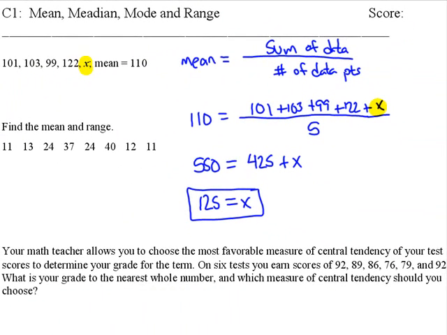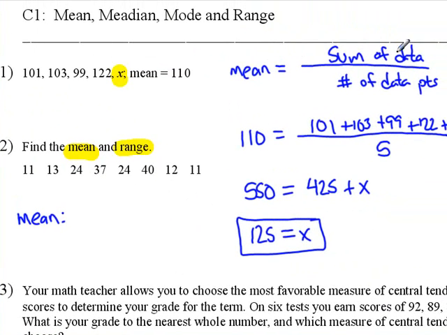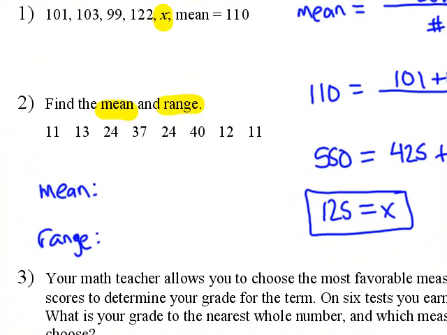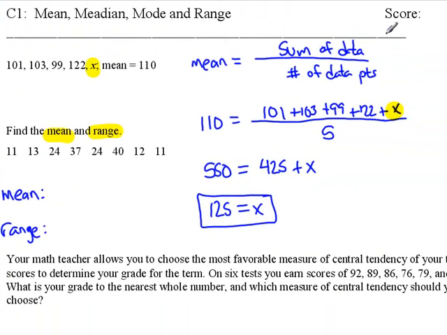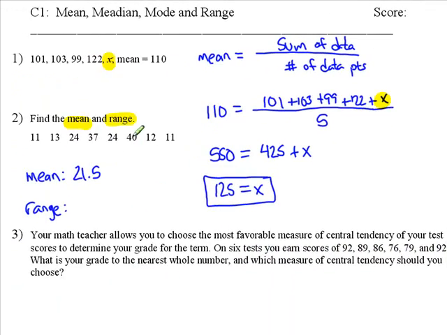For number 2, we are after the mean and the range. Remember, the mean is just the average, the same average that we just calculated here, sum of the data divided by the number of data points. And the range is just the smallest subtracted from the largest value, or the largest minus the smallest. If we add these up and divide by how many, we should get 21.5 for a mean. And if we find the largest value here at 40 and the smallest value at 11 and subtract, we should get a range of 29. There we go with numbers 1 and 2.